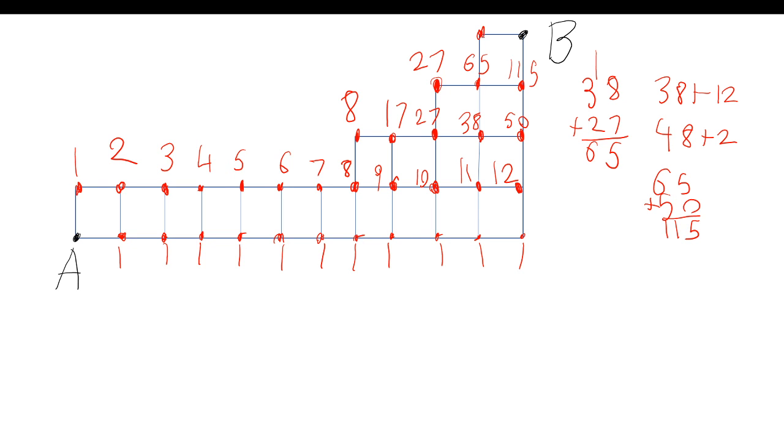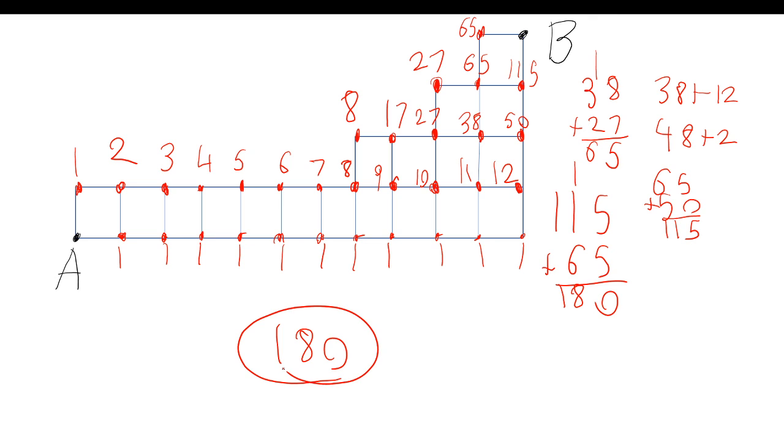And now we can aim for this point. So now for this point, we can go down, and that's 65 ways. And now we can aim for point B. We can either go down 115, or we can go over there, and we already counted that there's 65 ways. So let's check the addition. 5 plus 5 is 10, 6, 7, 8. 180 is the answer, if hopefully I made no addition mistakes.